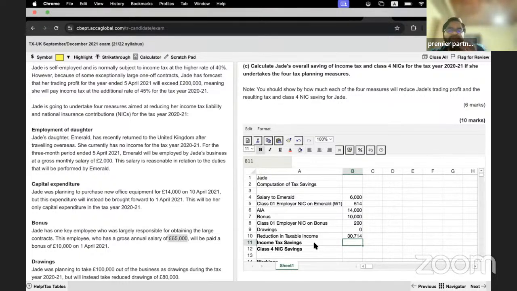After that, to calculate the income tax savings, we just have to apply the respective tax rate. She is already an additional rate taxpayer, right? They are saying already her income is above 200,000 pounds. If that is the case, what would be the rate at which income tax is going to come down? At what rate? 40%. I got one answer. Good. Okay. The others?